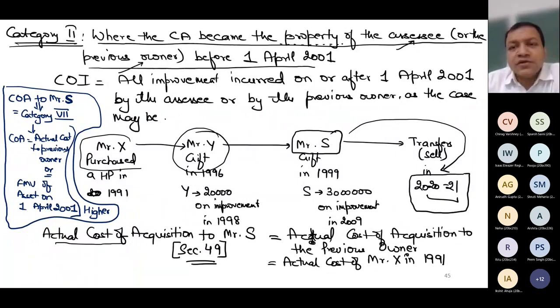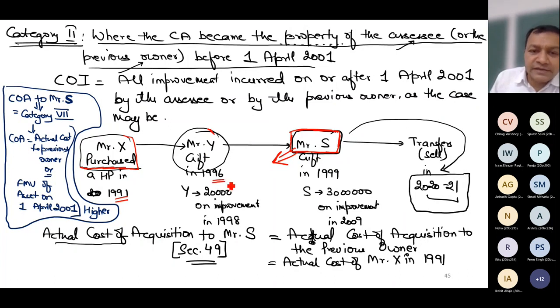So which improvements are incurred on or after 1st April 2001? Now assessee is Mr. S. So improvement of not only S will be required, but all those people who were earlier the owners, starting from that person who actually purchased it. Mr. S was the person who last purchased it in 1991. After this property was gifted to Y in 1996.